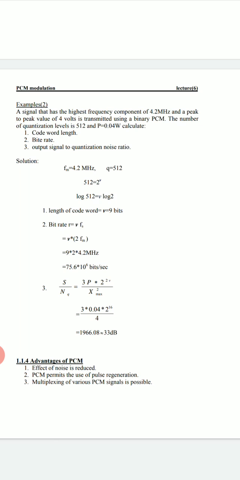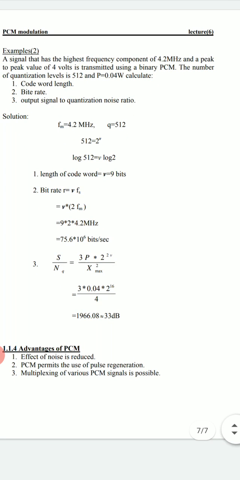2 raised to 2V. V we solved, what we got? 9. So 2V is nothing but 2 into 9. You are supposed to write 18 here. They have given 16 by mistake, but you are supposed to write 18 because 2V, V we got 9, 9 into 2, 18. Divided by Xmax square. Xmax is the maximum peak to peak value, that is 4 volt. So you can take 4 square as 16. If you solve this, you will get the SNR equal to 33 dB.